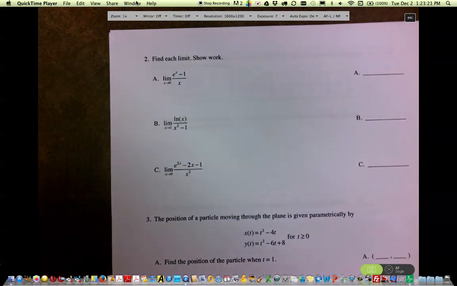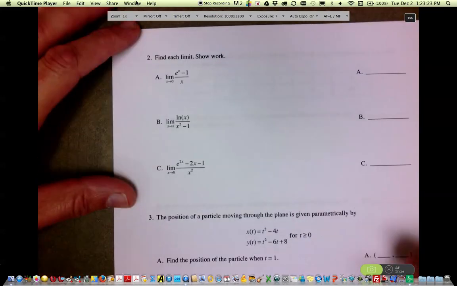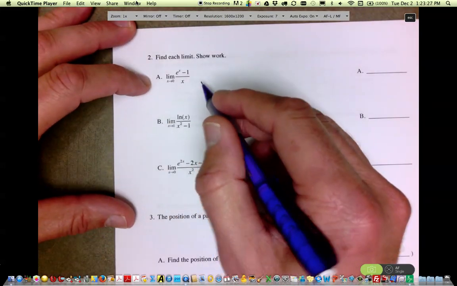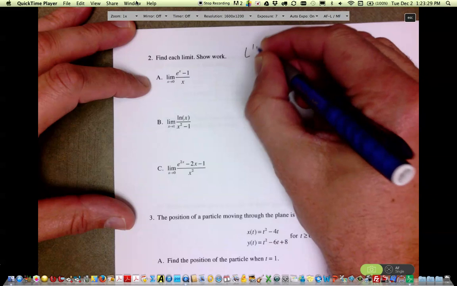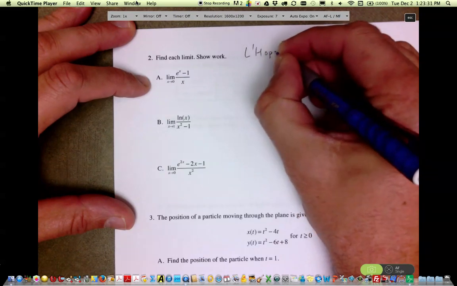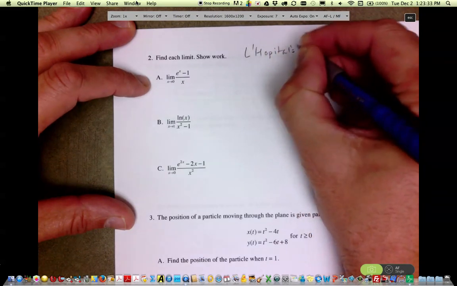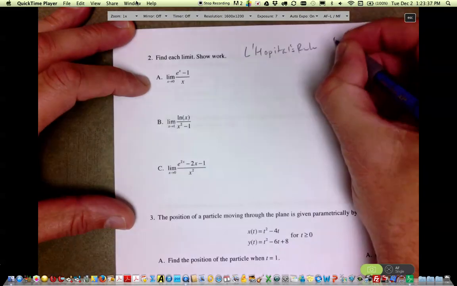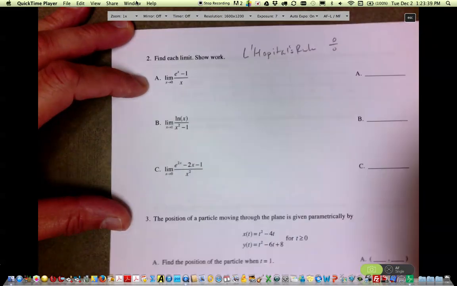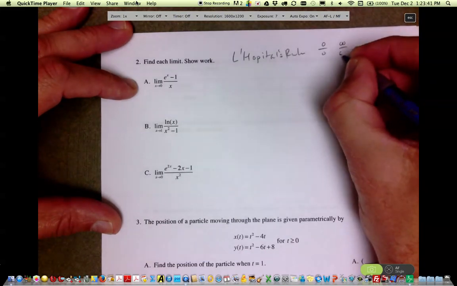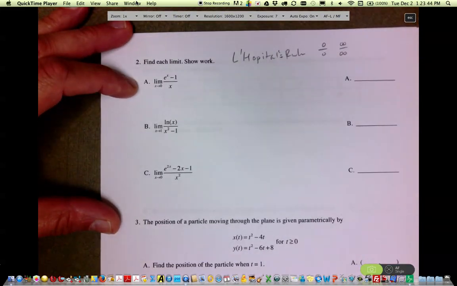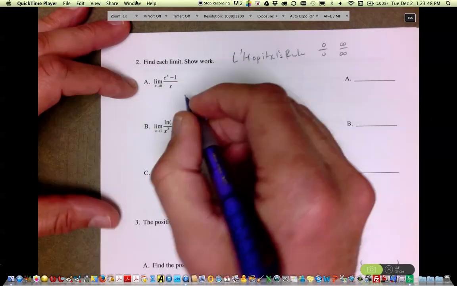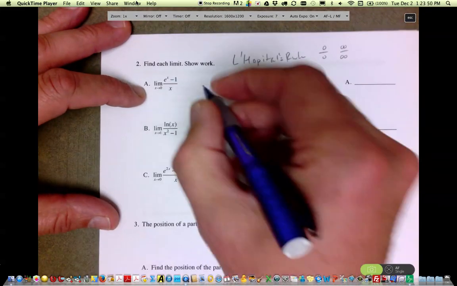Okay, this next section of the test deals with some limits, and if you go back and think about what we did with limits, we had this section about L'Hopital's rule. L'Hopital's rule said that if you got an indeterminate form of 0 divided by 0 or infinity divided by infinity, take the derivative of the top and the derivative of the bottom, and then look at the limit as x goes to 0 of the result.